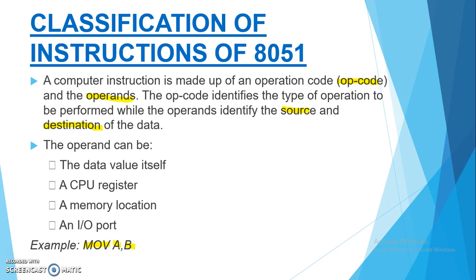So the meaning is, whenever you talk about an instruction, it has two important parts. Opcode, that is the operation to be performed. Operands, which are the variables that carry data within them. It may be data explicitly within the instruction, it may be any of the CPU registers, it may be a memory location, or it may be an IO port.